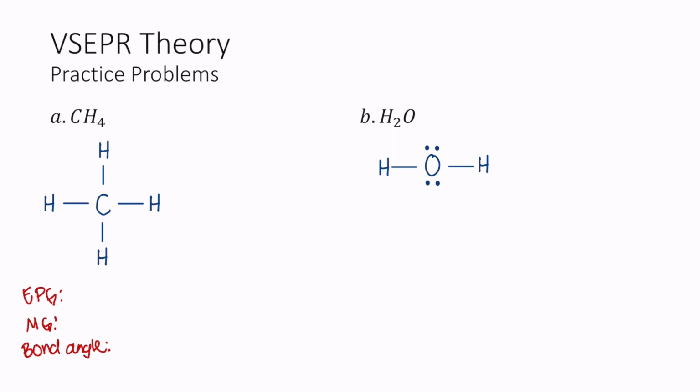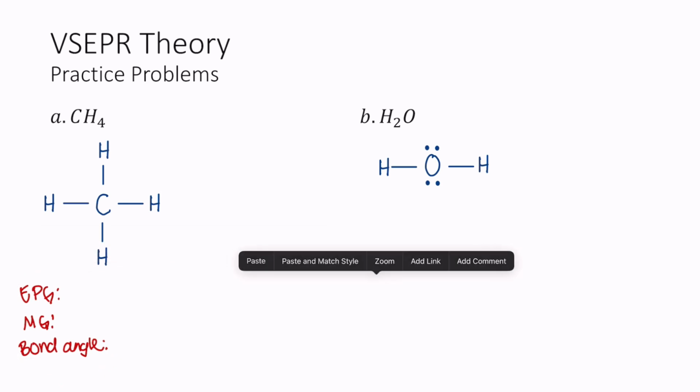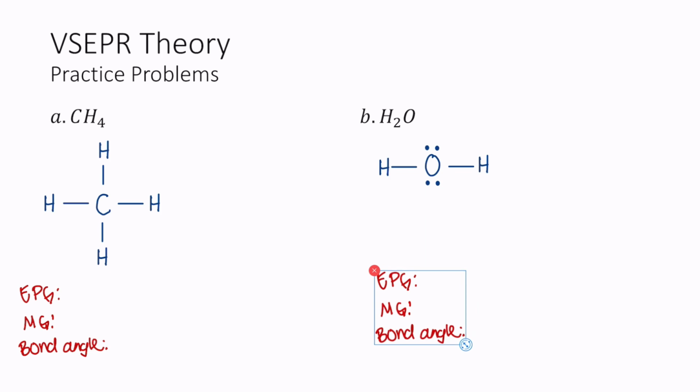The first thing you need to do when you are figuring out the electron and molecular geometry is figure out how many electron regions you have within your molecule. With methane, CH4, this is my C, and I have something on each side of my atom. I have something coming off of each side. So that means I have 4 electron regions. If I look at my table, 4 electron regions is going to be tetrahedral.